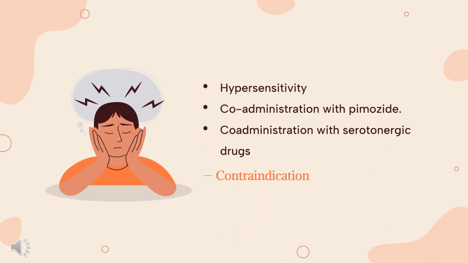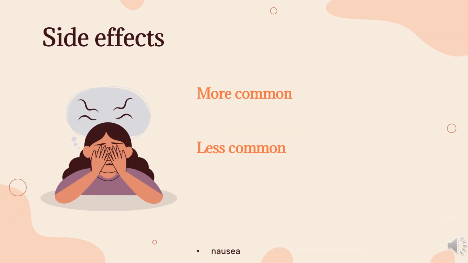Contraindications. Concomitant use in patients taking monoamine oxidase inhibitors, MAOIs, and pimozide is contraindicated. Also contraindicated in patients with a hypersensitivity to fluoxetine, or with hepatic or renal insufficiency.